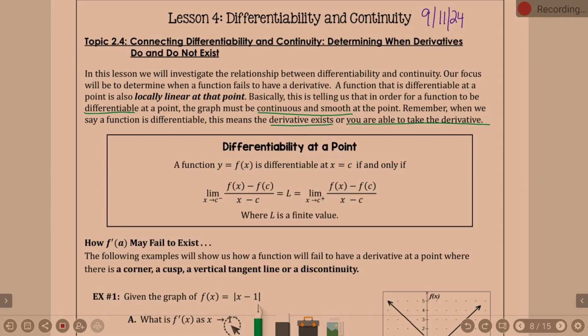Okay, so our mathematical definition here. Differentiability at a point. A function y equals f of x is differentiable at the point x equals c if and only if, and what's the gist of this saying? The limit as x approaches c from the left is equal to L, which is equal to the limit as x approaches c from the right. So here we're looking at basically the limit from the left must meet the limit from the right.